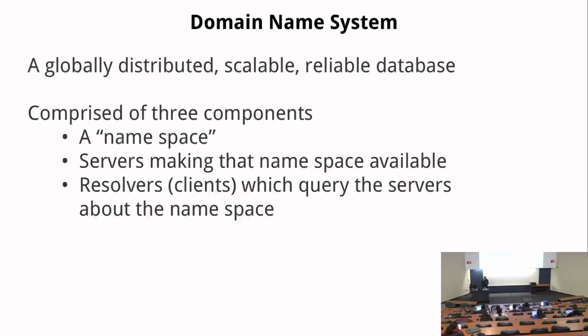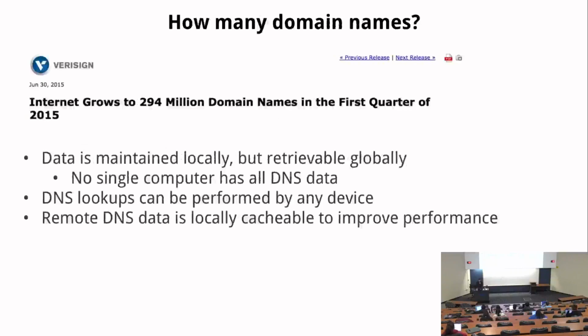The domain name system is a globally distributed, scalable, and reliable database. It has three major components: a namespace, servers making the namespace available, and resolvers, which are clients that query those servers about the namespace. There are, if not billions, then hundreds of millions of domain names available right now. There are a lot of companies whose business model is just to sell domain names.